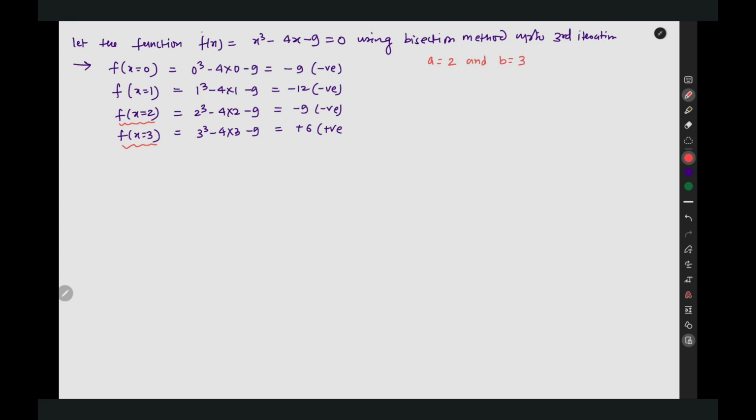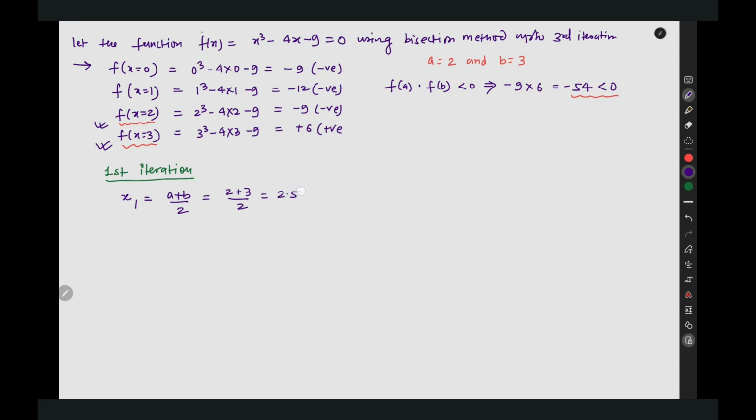Now we will check the necessary condition. f(a) into f(b) should be less than 0. f(a), that is x equal to 2, is given as minus 9 into f(b), that is x equal to 3, is given as plus 6. So it will be minus 54. It is less than 0. This satisfies the condition. Now we can determine the value of first iteration. First iteration, x1 equal to (a + b)/2. It will be (2 + 3)/2, that is 2.5.